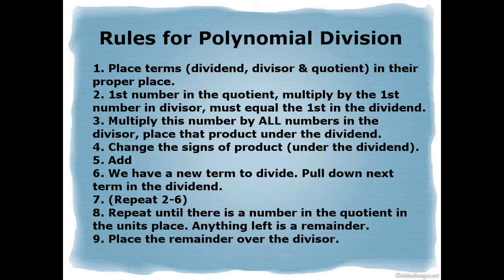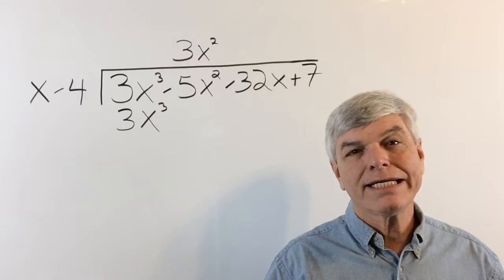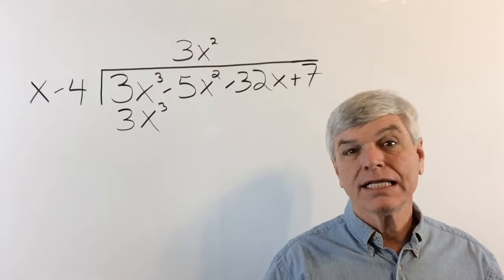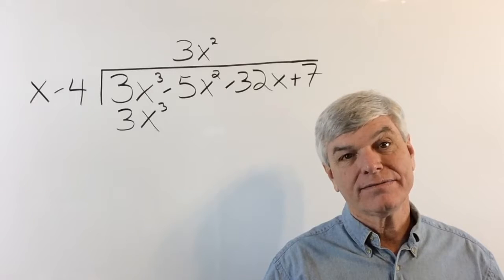Step number 3. Multiply this number, that's the number that you put in the quotient, by all numbers in the divisor. Place that product under the dividend. And as complicated as all that sounds, that's the same thing we were doing in the 5th grade. Let's look at what we did in the 5th grade.